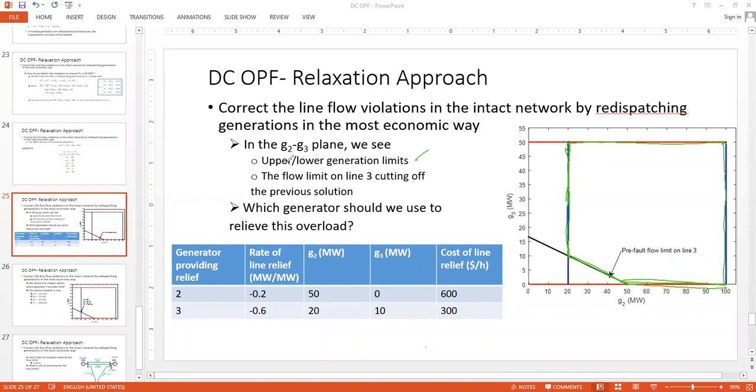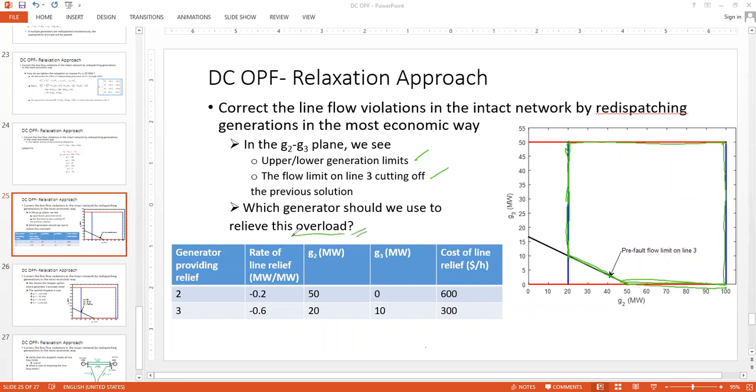We have still in the G2, G3 plane the upper limit and lower limits represented by the blue and red colors. The flow limit on line 3 cutting off the previous solution. This is what is meant by this. We are adding this constraint, and because of that, some part of the previously feasible solution space is no more feasible now. Now the question comes, which generator should we use to relieve this overload?